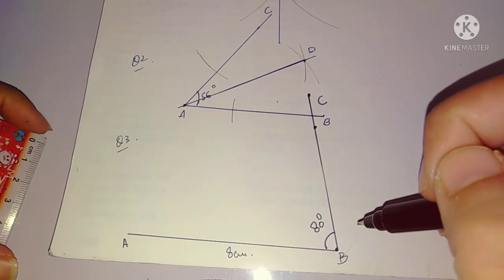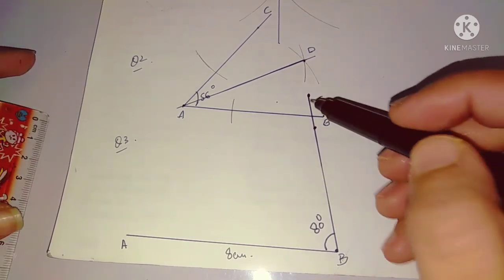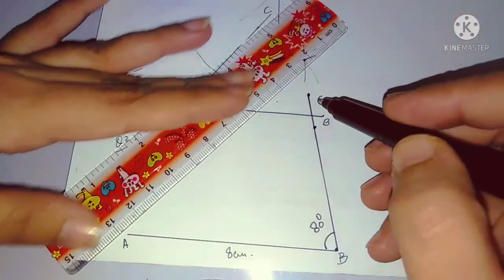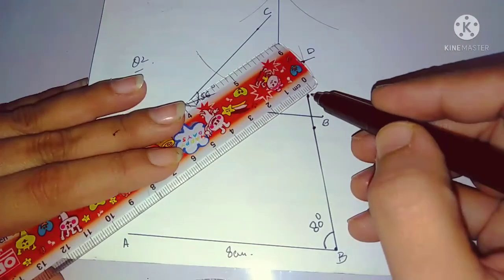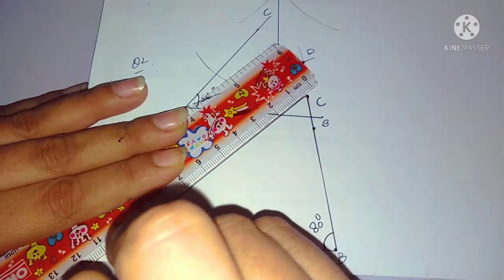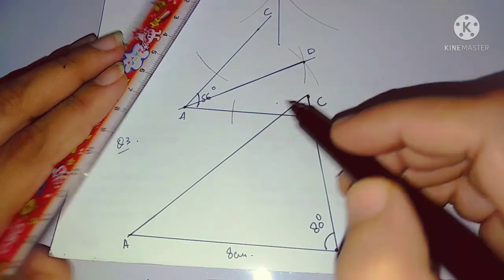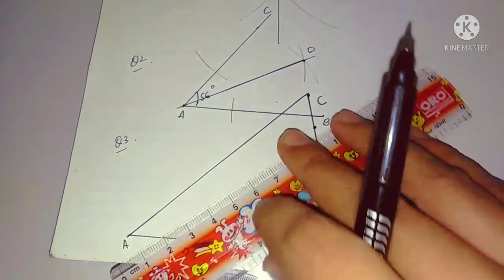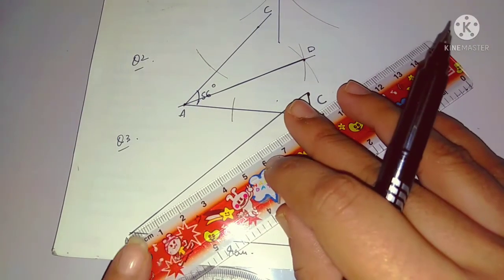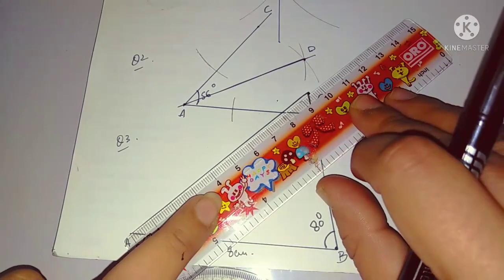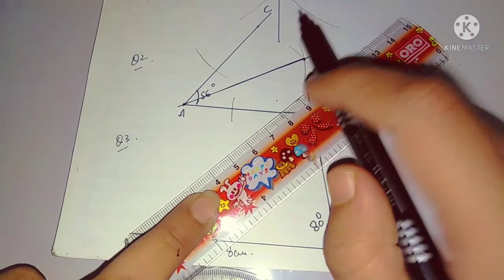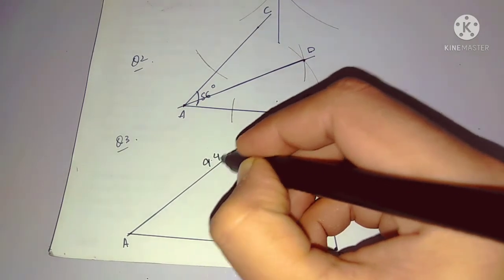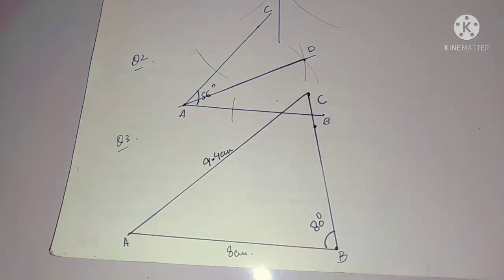Now they are saying measure and write down the length of AC. So we have to join A and C and measure its length. Okay, I have joined A and C. Now I'm going to measure its length. Start with 0 and see what the length is. Here this is 9, and 1, 2, 3, 4, so the length of AC is 9.4 centimeter.